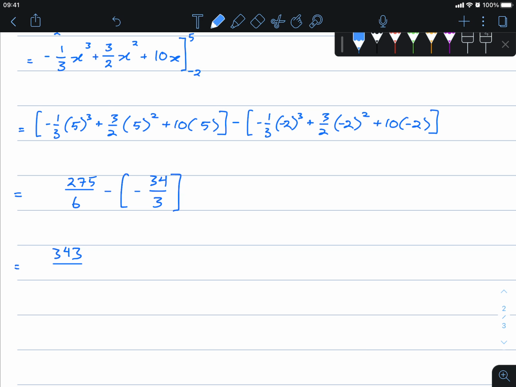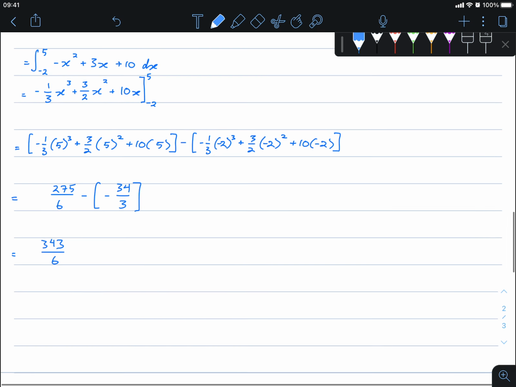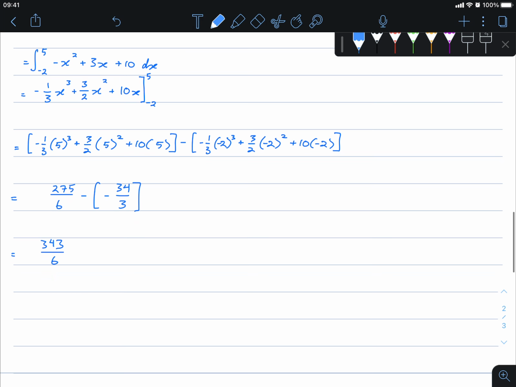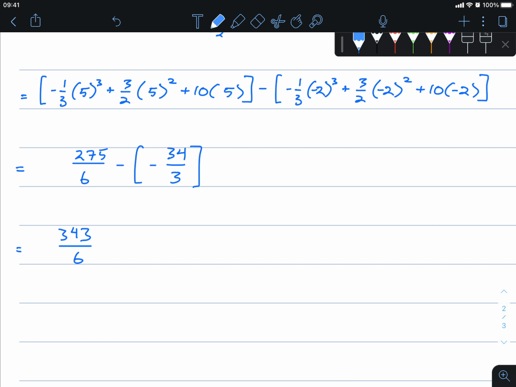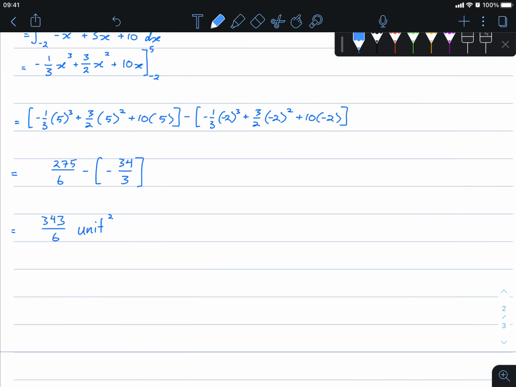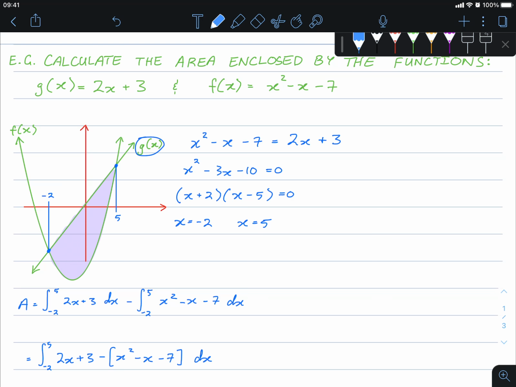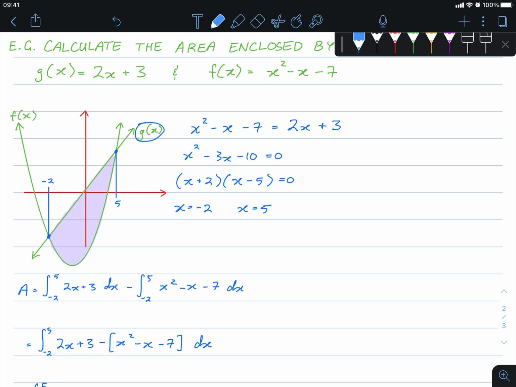343 on 6. And because this is an area, if this was in centimeters, it'd be centimeters squared, but we don't know what it is, so we'll just put it as unit squared. And there you have it. That's how to calculate the area between two different functions.